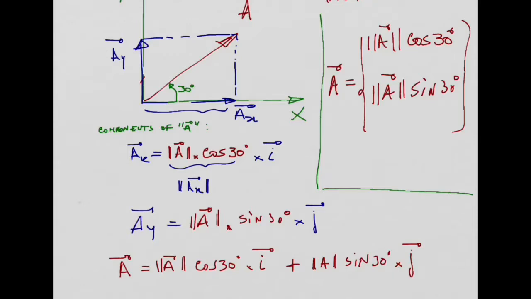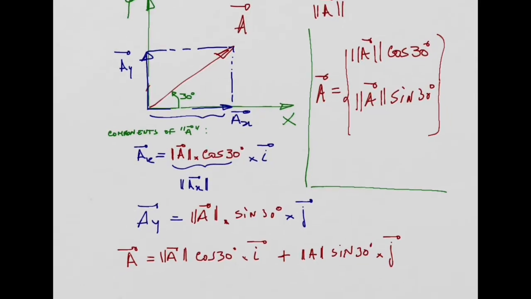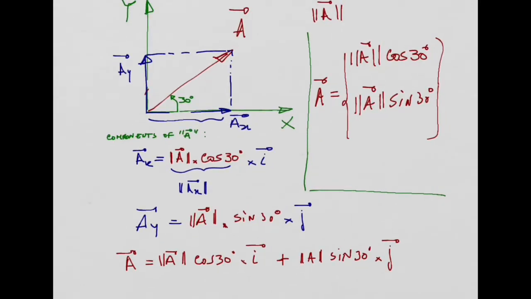Okay? So it's very easy. For example, imagine I tell you the norm of A is equal to, let's say, 10 kilonewtons. Imagine this vector A is a force, and I tell you the intensity of this force is 10 kilonewtons. Then you can define the force vector A by just replacing the norm of A by 10 kilonewtons, right?